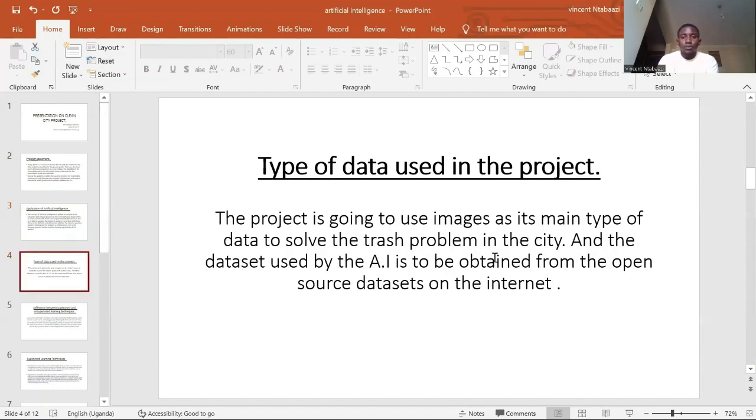So we go to the type of data used in the project. It's going to be using images. I realized that there are data sets for the trash already on Google, and they're open source data sets. So I'll be able to access them and use them in my project so that they can help out with that also.